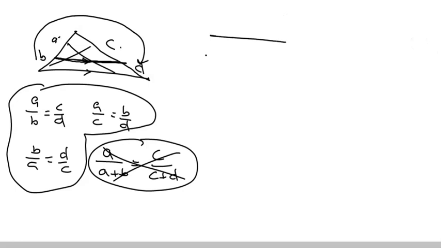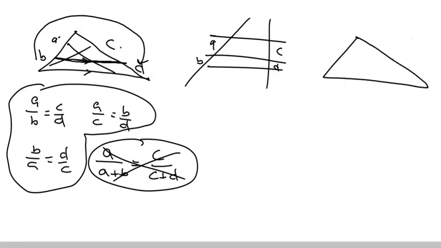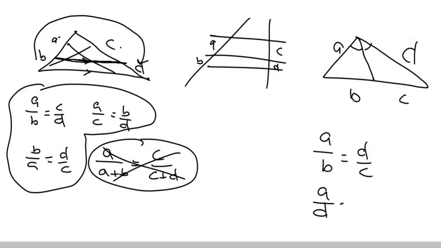The other one we looked at is if you just had parallel lines. These are also going to be divided proportionally. And then we also looked at if you have a triangle and then you have an angle bisector coming down. So that's an angle bisector, and we call that A, B, C, and D. Then you could set this up as A over B equals D over C. You could also set it up as A over D equals B over C. And there are a few other ways you could set that up as well.